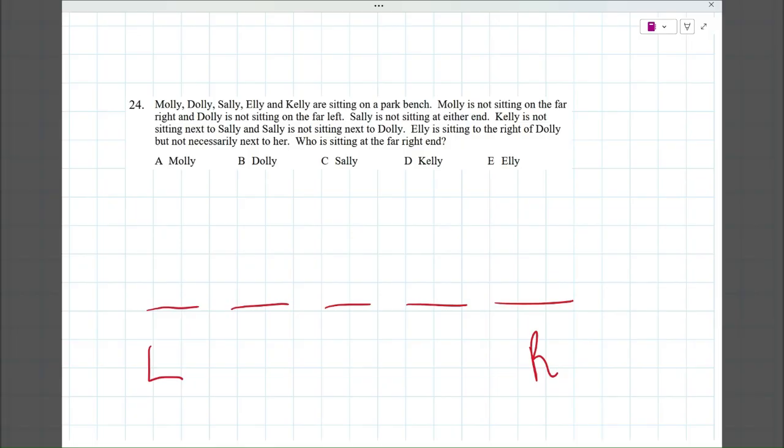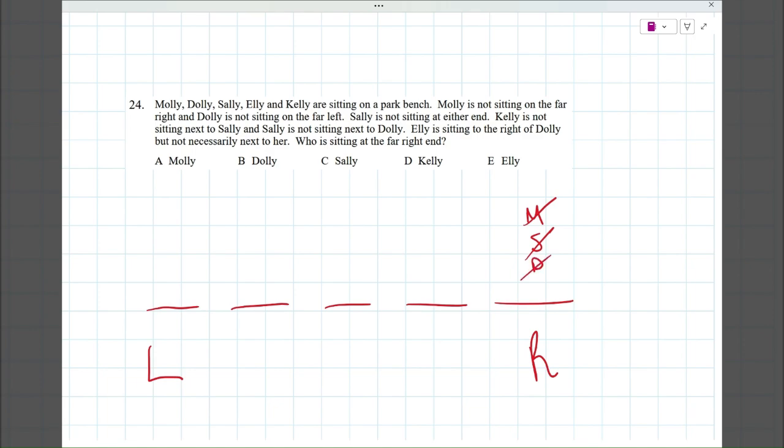Straight away, Molly is not sitting on the far right, so I know Molly is not there. Dolly is not sitting on the far left. Sally is not sitting on either end. Kelly is not sat next to Sally. Sally is not sitting next to Dolly, and Ellie is sitting to the right of Dolly. That means Dolly's got someone on her right, which means that Dolly can't be sat there.